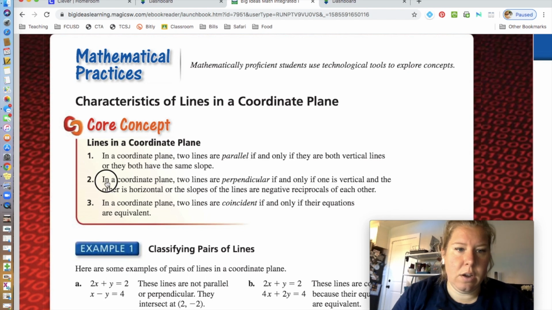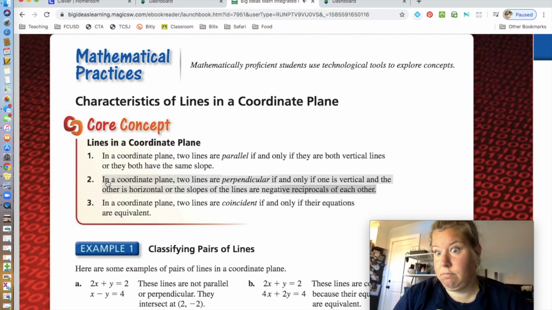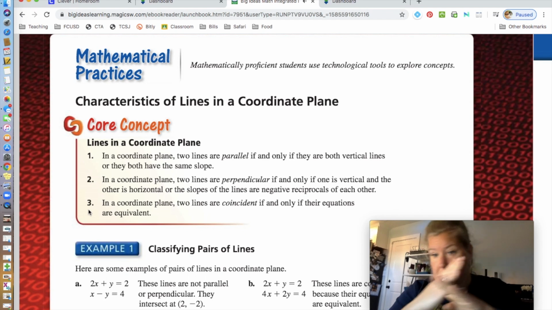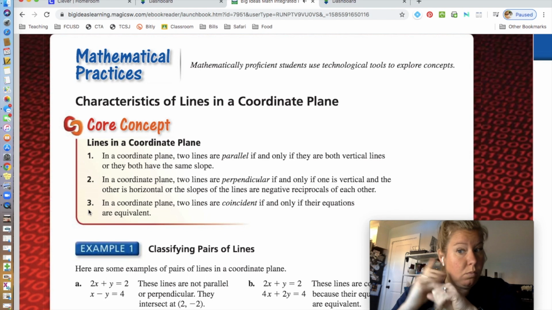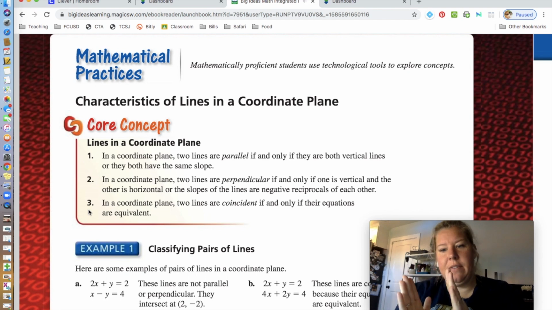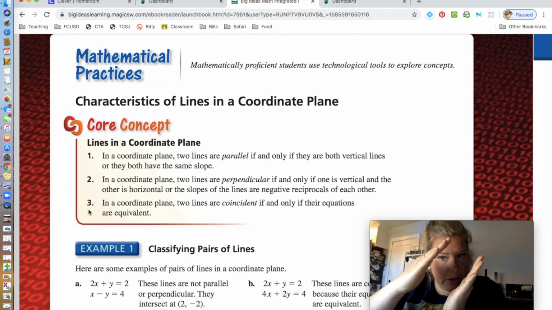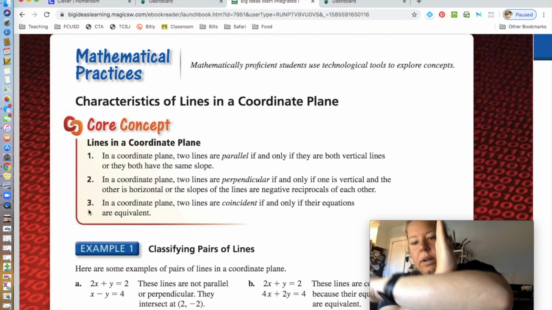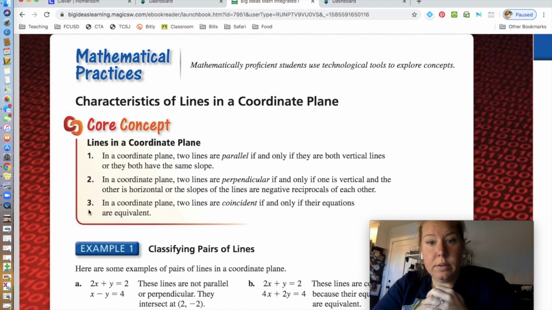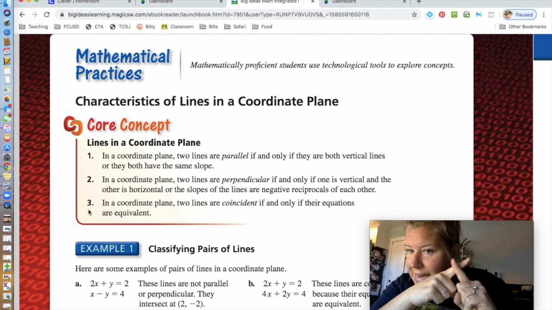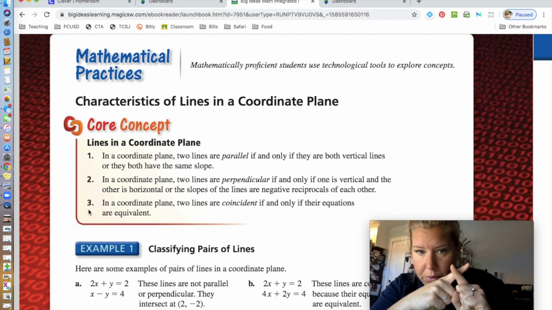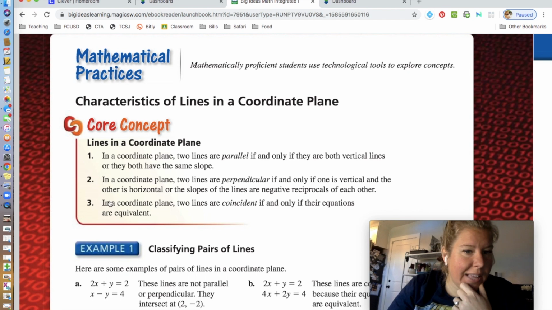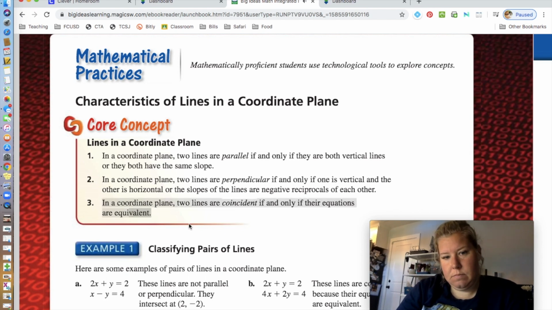Okay, now second core concept. In a coordinate plane, two lines are perpendicular if and only if one is vertical and the other is horizontal, or the slopes of the lines are negative reciprocals of each other. So the first one says they're parallel if they have the same slope, but also they don't touch, right? The second one says if one's horizontal and one's vertical, or if they have opposite reciprocal slopes. That means they're making a 90-degree angle. And then the last one: in a coordinate plane, two lines are coincident if and only if their equations are equivalent.